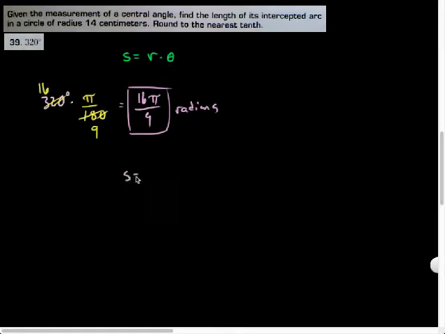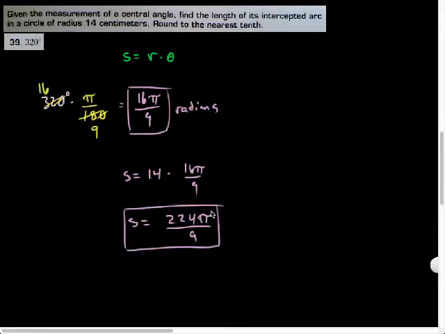And I'll get S is equal to R, which is 14 as we said a moment ago, multiplied by 16 pi over 9. 14 and 9 cannot cancel out, but 14 times 16 is 224 pi over 9. That is our measurement. So this is an arc length, and this would be measured in centimeters, specifically, agreeing with the units of measure of the radius.